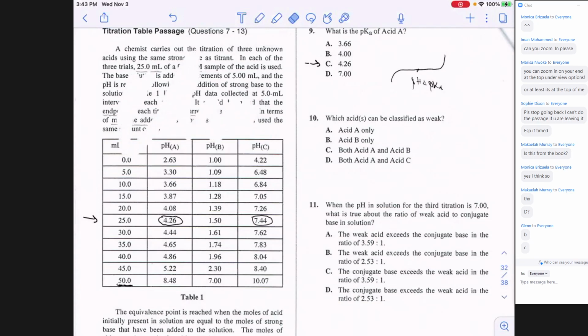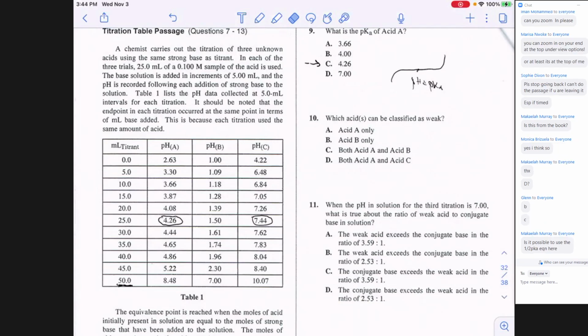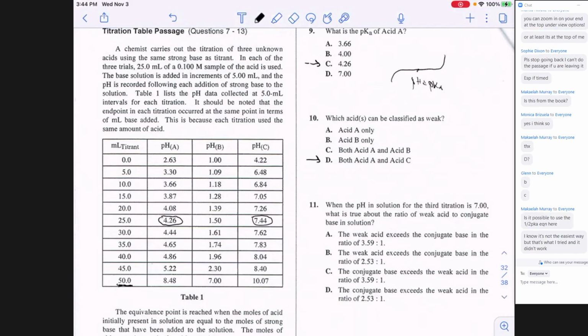Just going to erase all the other stuff because that's what I was using to find it. What acid can be classified as weak? We just went over that. A and C are weak. B is strong, right? Because it hardly ever changes for B, and then it goes to 7, right? It follows the strong acid, strong base titration.